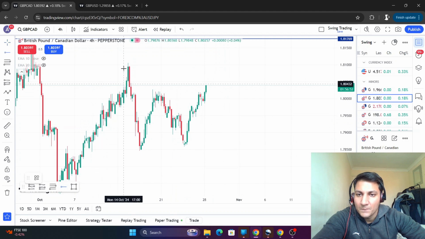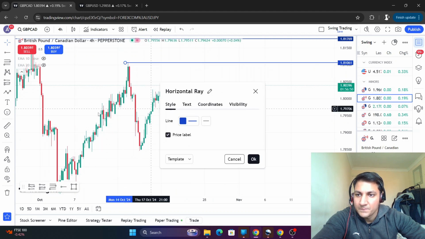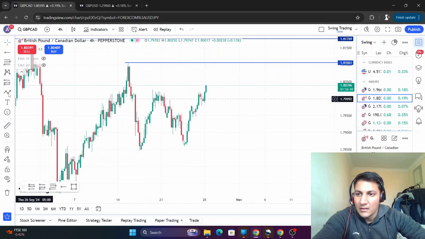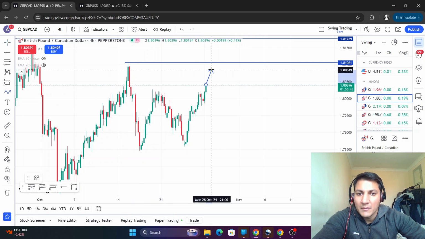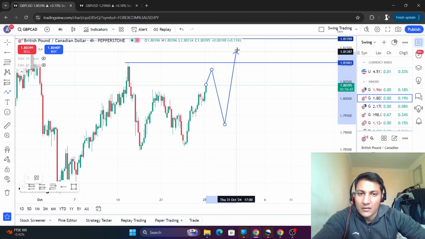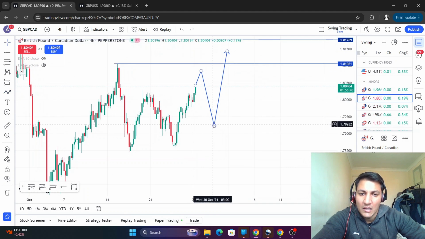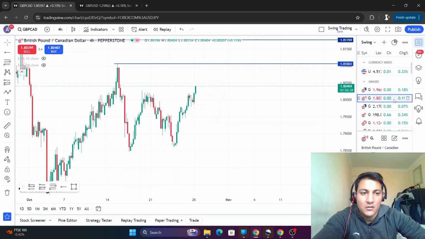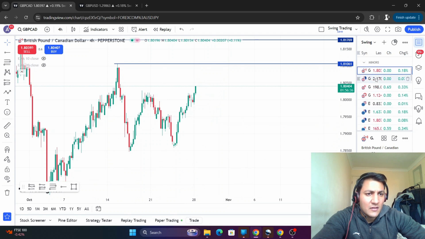So let me mark this out here, like that, right? Oops, like this. Now what I would like to see is price come up, make it clear to me that it wants to go for this high, and then retrace down here, and then up we go. That's what I'd like to see, but will I see it? Probably not.